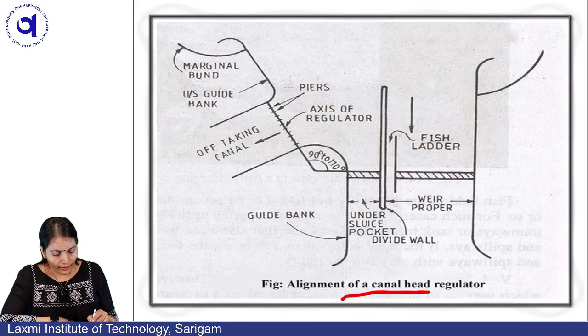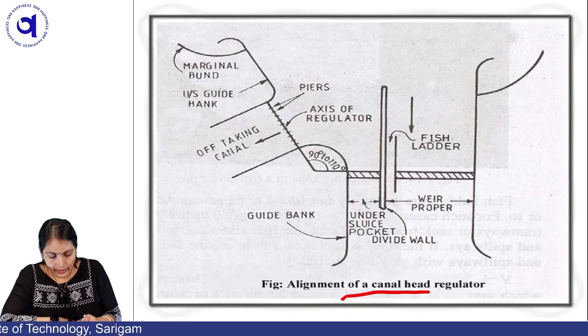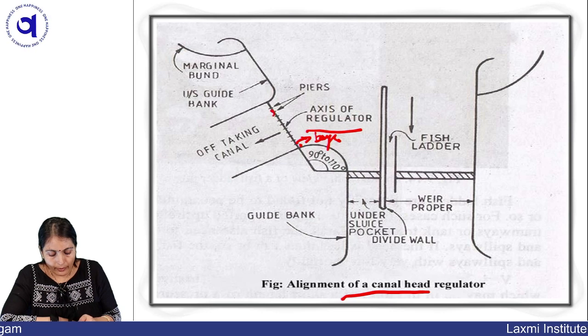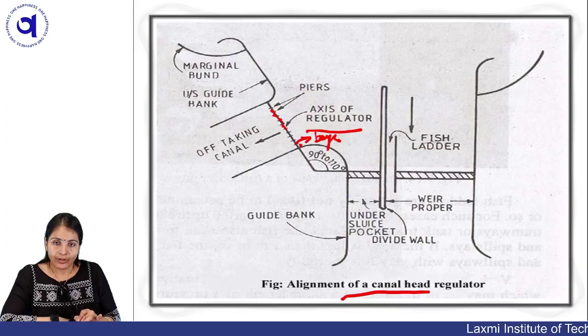So this is the alignment of the canal head regulator. You can see in the picture the fish ladder, divide wall, and undersluice pocket. This is the guide bank, and this is the off-taking canal. This is the axis of the regulator. These are the piers, and the span between them is called a bay. And this is the off-taking canal. Here we provide the gates also, and these are operated manually or mechanically.